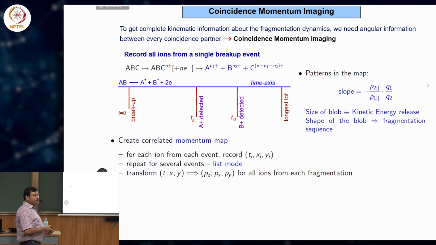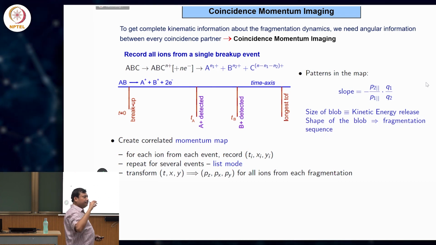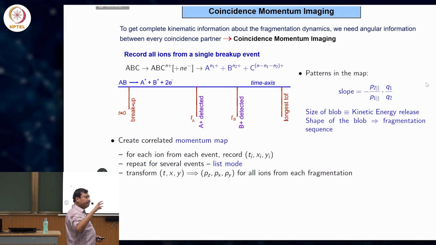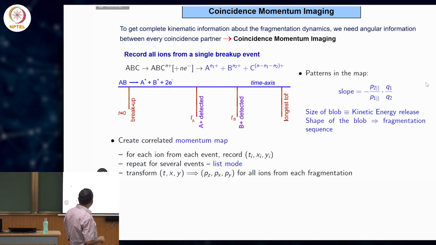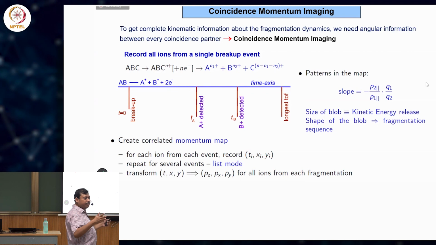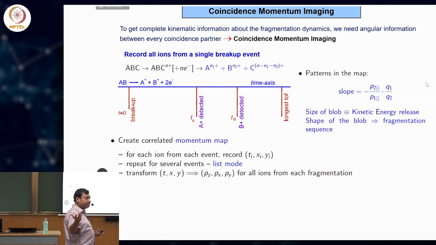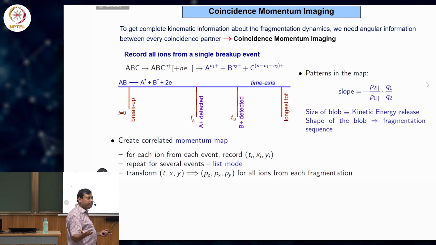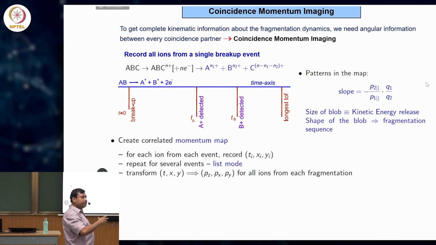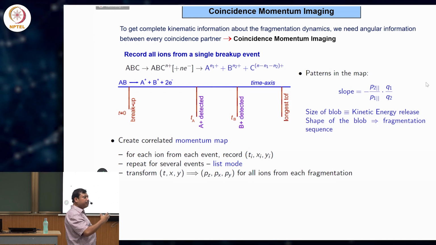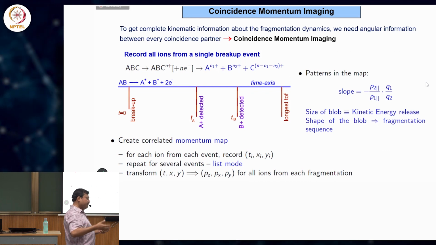Right? So if you take a molecule like OCS, it's a linear molecule with different masses. So say ABC may be OCS, and OCS breaks apart into O plus, C plus, and S double plus. It can be all different possibilities. So to get this, whether this linear molecule stays linear or not, whether it breaks one after the other or not, you have to detect all the fragments.